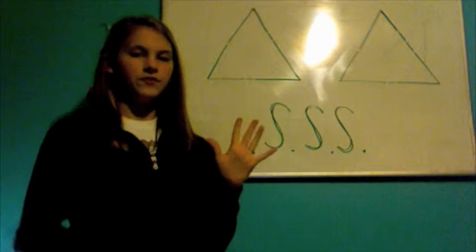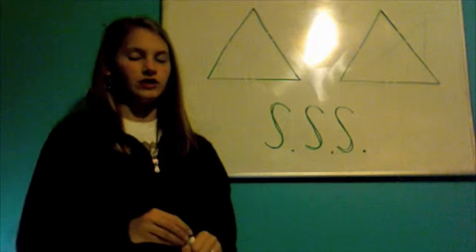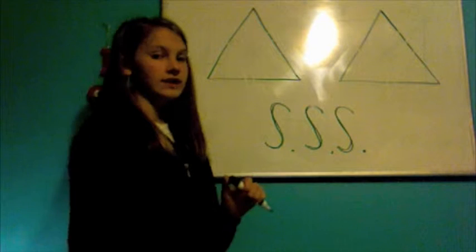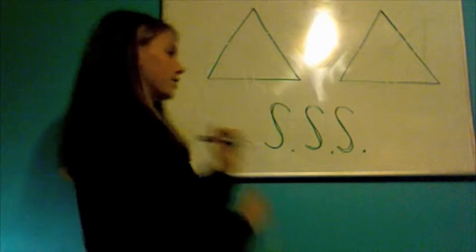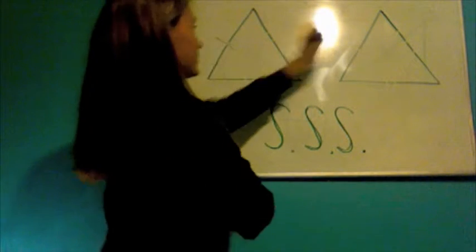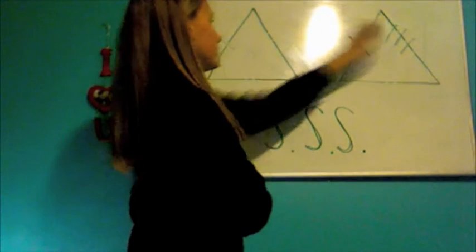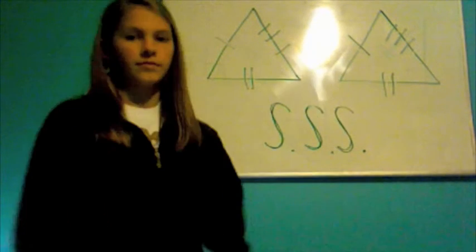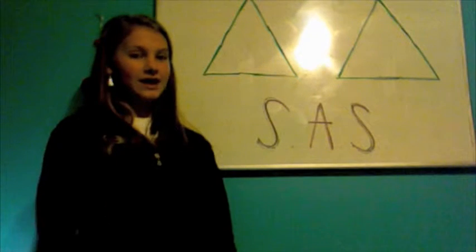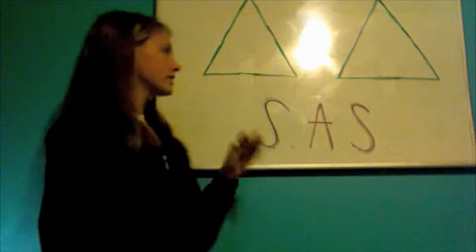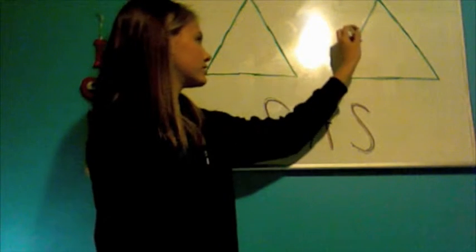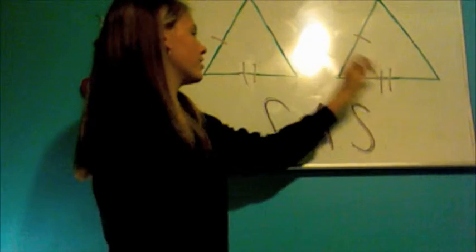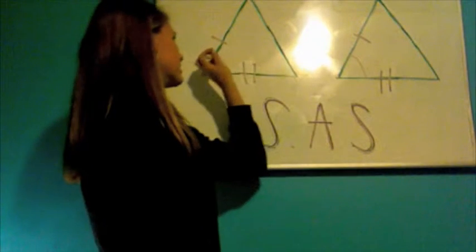Okay, so there are 5 different ways to prove whether or not a triangle is congruent to the other triangle. The first way is by SSS, and that stands for side, side, side. And the way you figure that out is by proving that all of the sides are congruent. The next way is by side angle side, SAS. And that is when you have 2 sides that are equal, and then you have the angle in between the 2 sides that is also equal.